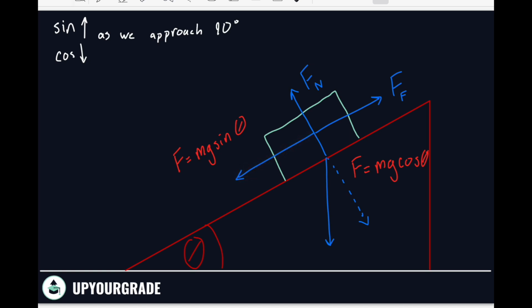So this value over here, the force that's pushing it downward, should increase as the box gets steeper, or as the angle approaches 90 degrees. And sine is what increases as we approach 90 degrees, whereas cosine decreases. So if sine is the one that increases as the plane gets steeper, then that's the force that we want to be using for the one that pushes the box downward.